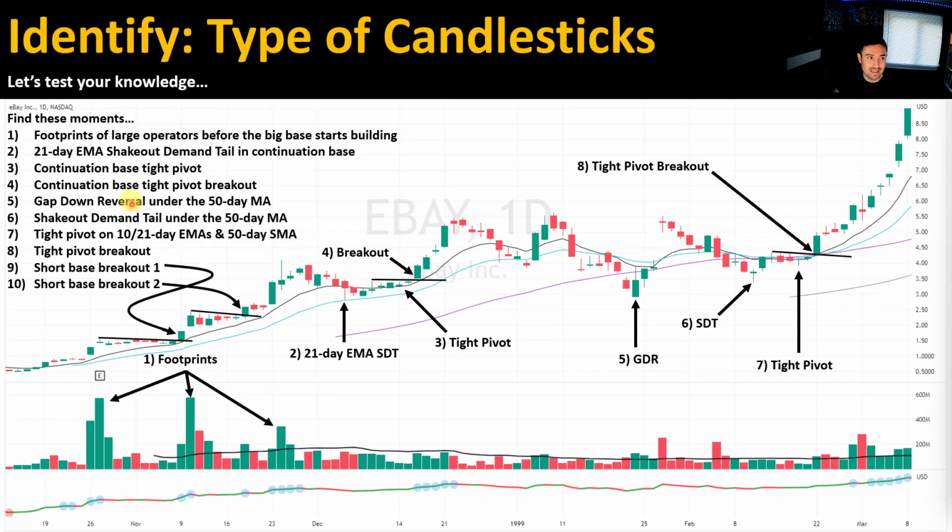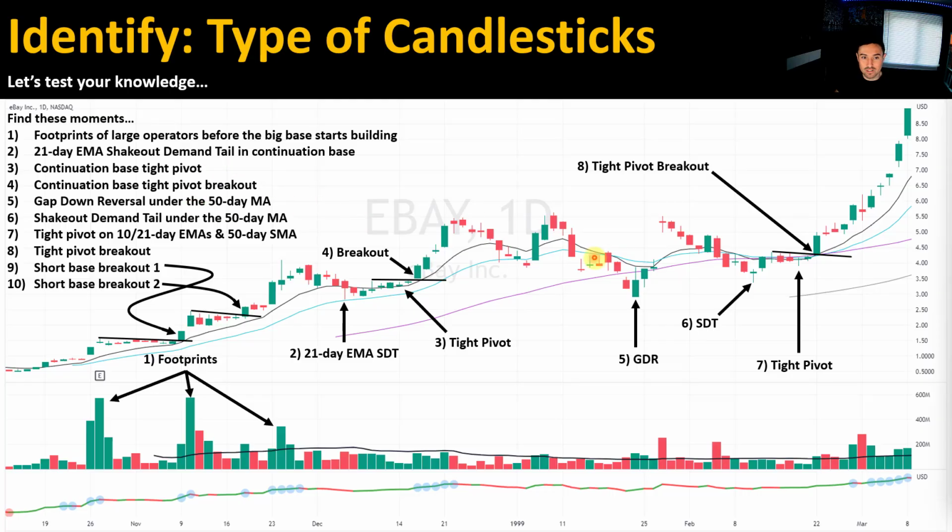So the 21-day EMA shakeout demand tail in the continuation base is right here, and then the continuation base type pivot is right here. Remember what I blabbered on earlier about these multiple tight candlesticks on low relative volume telling you about supply. It's the Minervini point: there is no supply coming to the market. Volatility contracts invariably before breakouts, and you see it over here as well at 0.7. So then your continuation base type pivot breakout is right here.